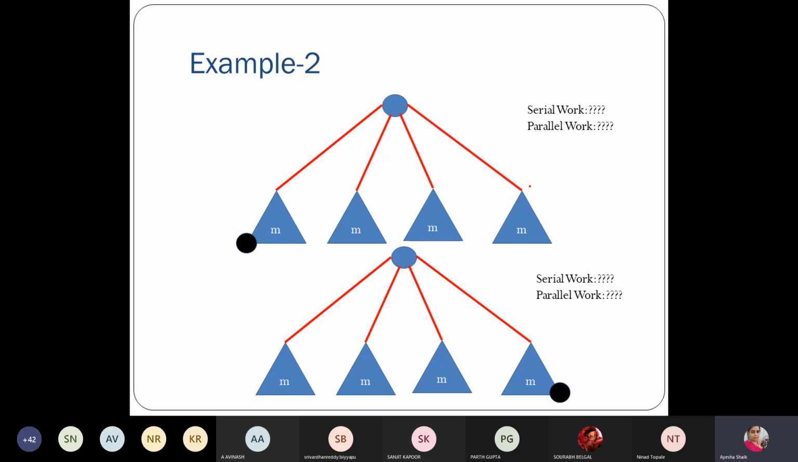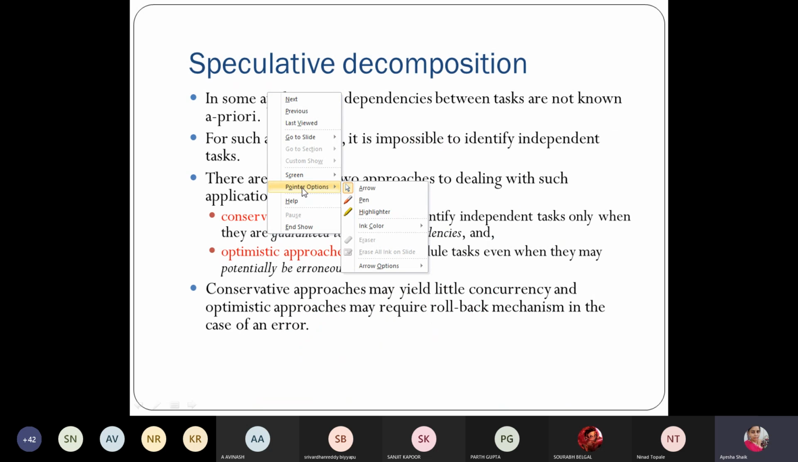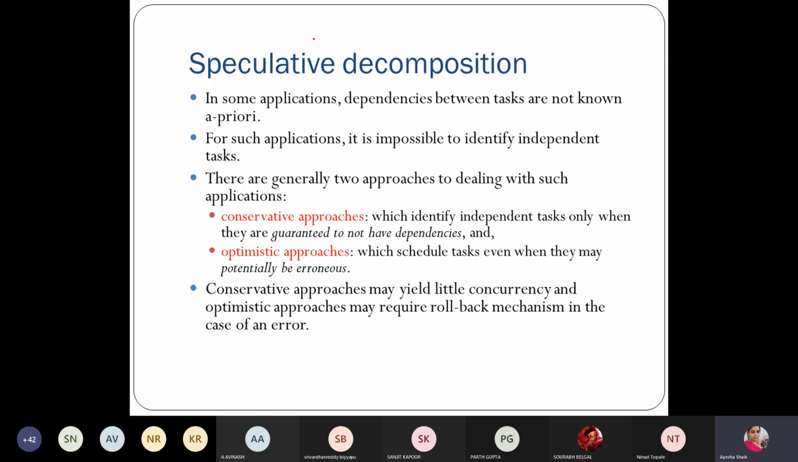So please identify, okay, you have computed the serial work and parallel work for this. So that's about exploratory decomposition. Then coming to the speculative decomposition.